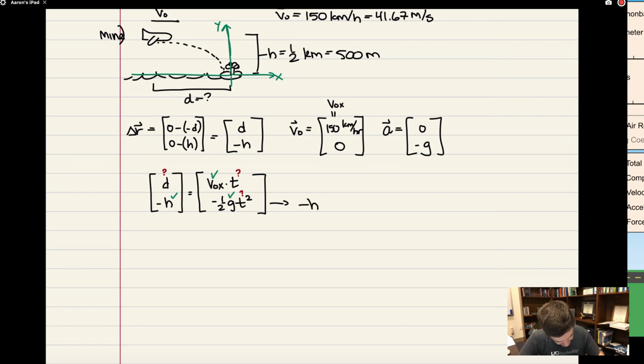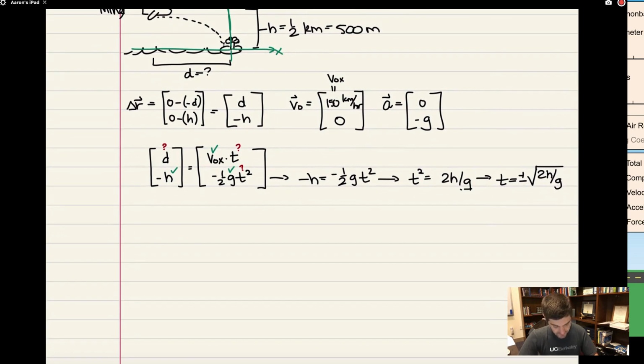So in this case, negative h equals negative 1/2 g t squared. The negatives cancel. t squared equals 2h over g, which suggests that t equals plus or minus the square root of 2h over g. Again, it is the plus sign answer that will be relevant, and that evaluates to about 10.1 seconds.